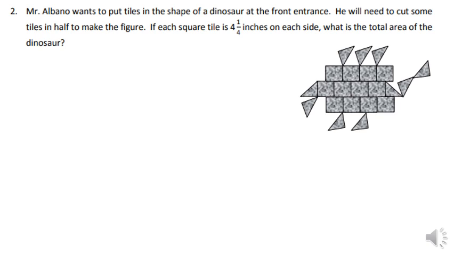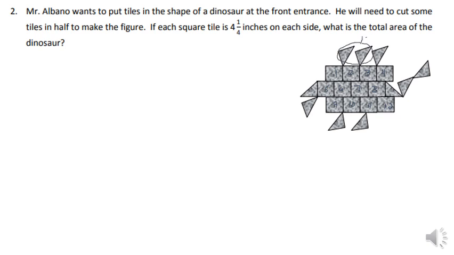Mr. Albano wants to put tiles in the shape of a dinosaur at the front entrance. He will need to cut some tiles in half to make the figure. If each square is 4.5 inches on each side, what is the total area of the dinosaur? Well, first off, let's see how many squares we have. I'm going to number them. Here's 1, 2, 3, 4, 5, 6, 7, 8, 9, 10, 11. I have 12 whole ones.